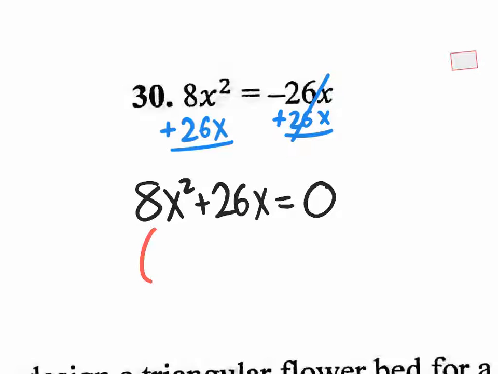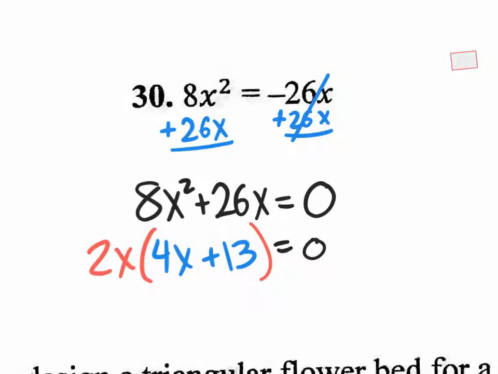And now we factor. What could I pull out of there? What's the GCF? 2x. Is 2x the greatest? Yes, it is. 2x is the greatest. Bless you. So what would I have left on the inside? 4x. Perfect. Equals 0. So now we're going to split them.